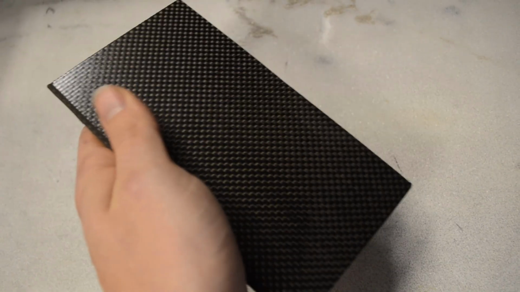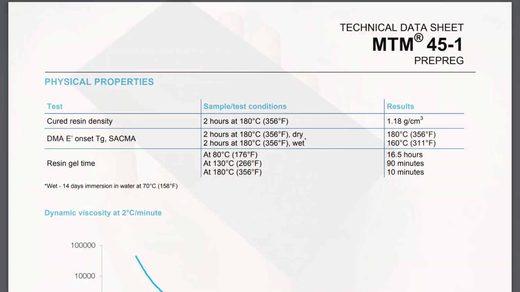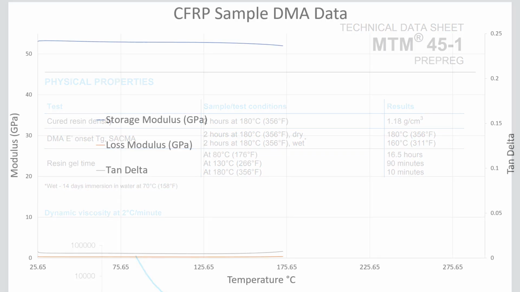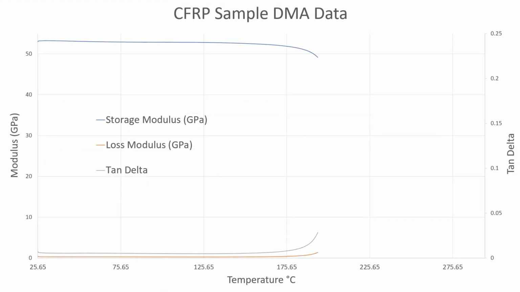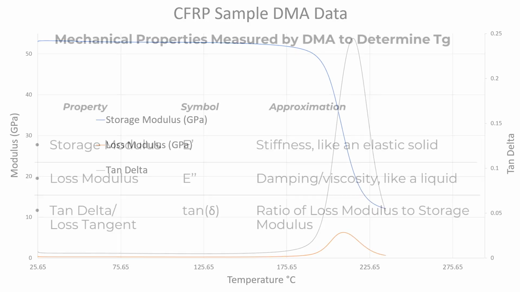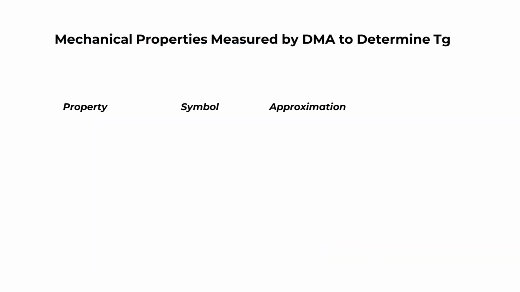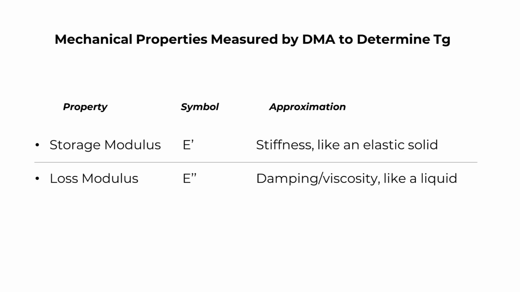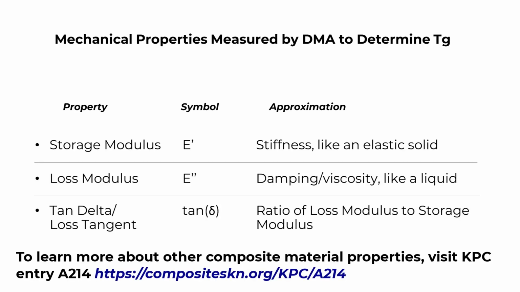We will now use the DMA to determine the TG of an epoxy prepreg carbon fiber composite sample. This value is sometimes available on the material datasheet specified as the DMA TG, but can be affected by many factors present in the storage and processing of the material. To determine the TG, we will record some material properties as we increase the temperature of the sample. The material properties we will record are the storage modulus, loss modulus, and the tan delta, also known as the loss tangent.